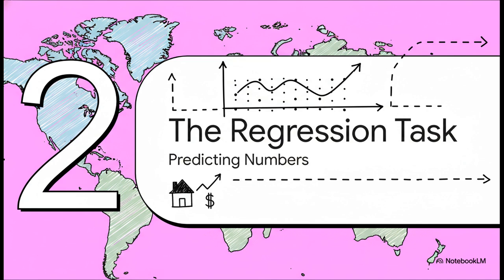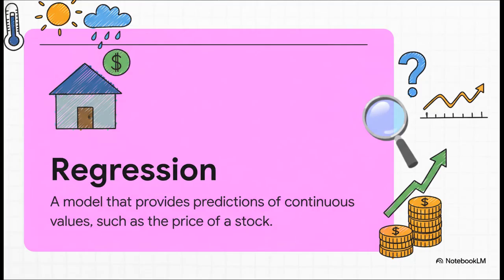Okay, now that we have our continents mapped out, let's zoom in. We're going to start in the world of supervised learning, and our first stop is a country called regression. This is the land of predicting numbers. The whole point of regression is to predict a number that can fall anywhere along a continuous scale. The question it answers is always how much or how many.